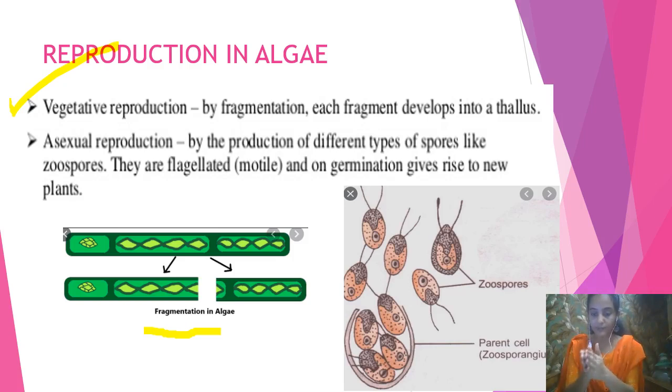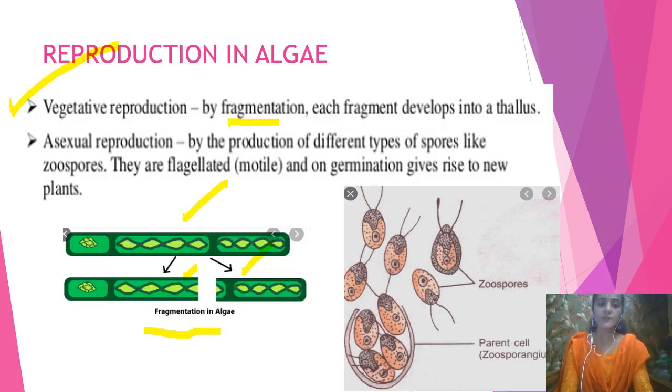Okay, what do you mean by fragmented? It has been divided into two pieces and each piece can regenerate. Each piece can develop into a new organism. And this process is called fragmentation. Okay, from the picture it's clear, everyone. You can see that this is a filamentous alga and it has fragmented into two pieces. Each piece has the ability to develop into a new organism. That process is called fragmentation and that is a vegetative reproduction method.